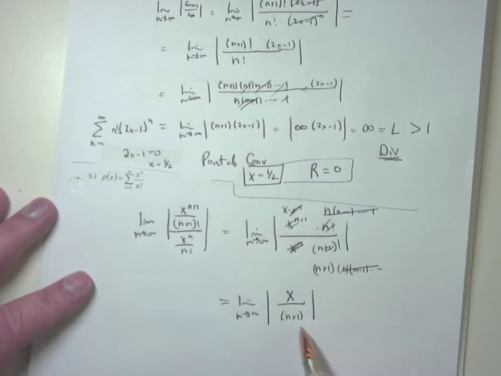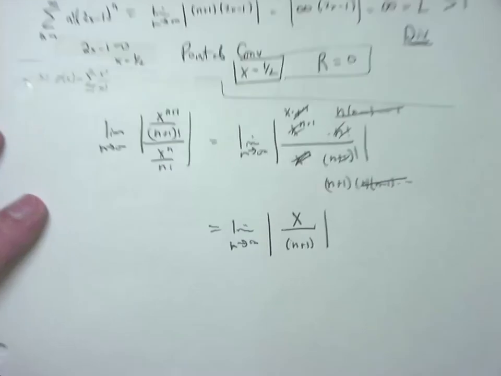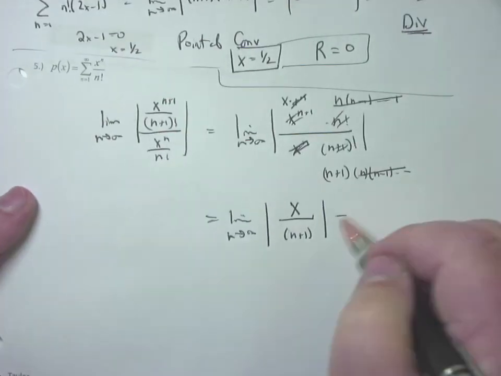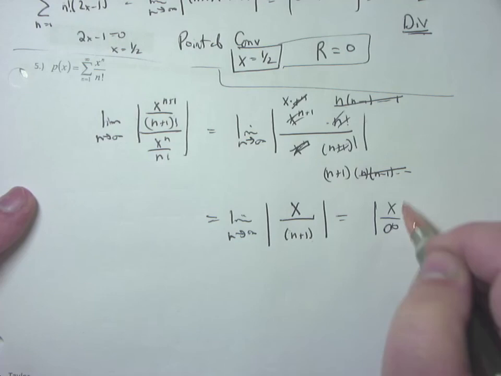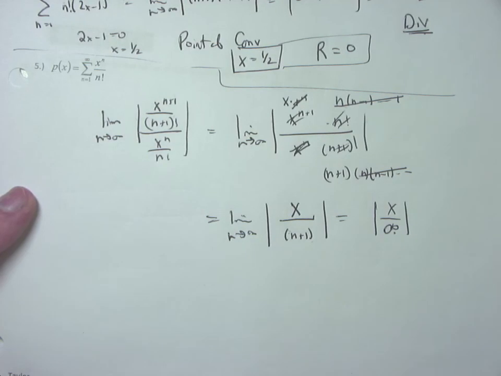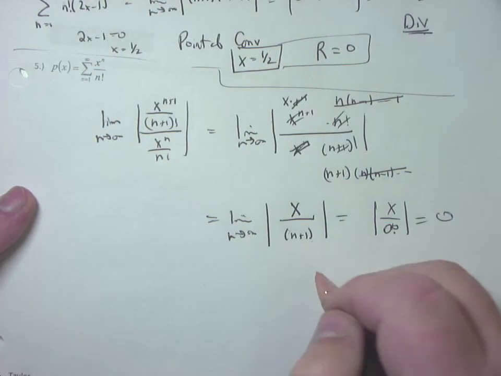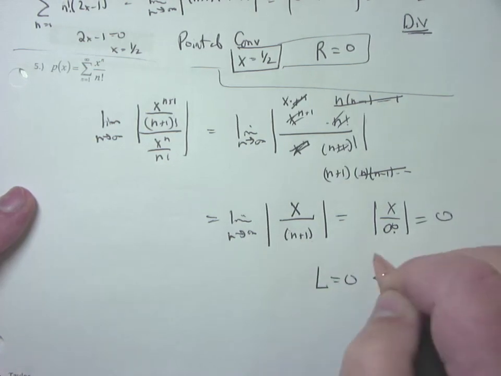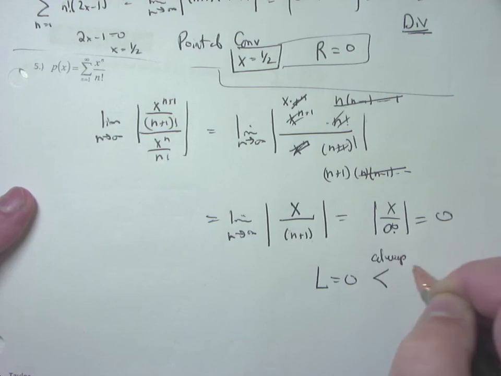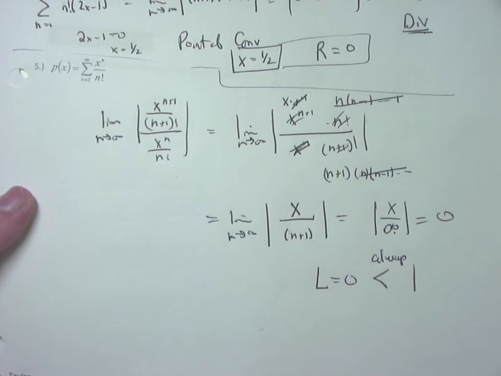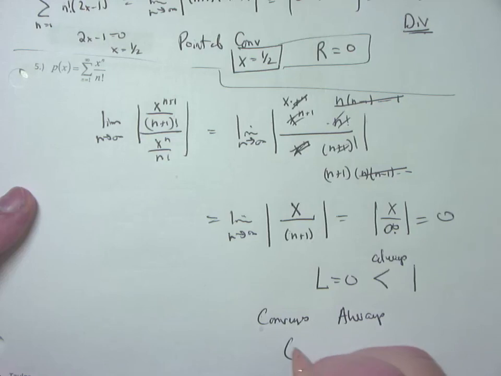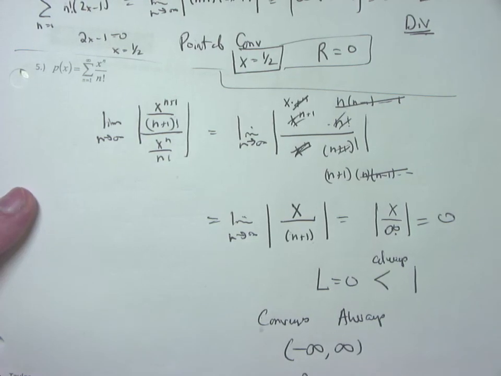So it's the same kind of problem in terms of cleaning it up, but when you take your limit as n approaches infinity, you're going to get the absolute value of x divided by infinity. And when the infinity is in the denominator, it doesn't matter what x is, what are you going to get? 0. And L equals 0 is always less than 1. So this means it converges always. And what does always mean? Negative infinity to infinity. This is what x can be. And your radius of convergence is going to be infinity.